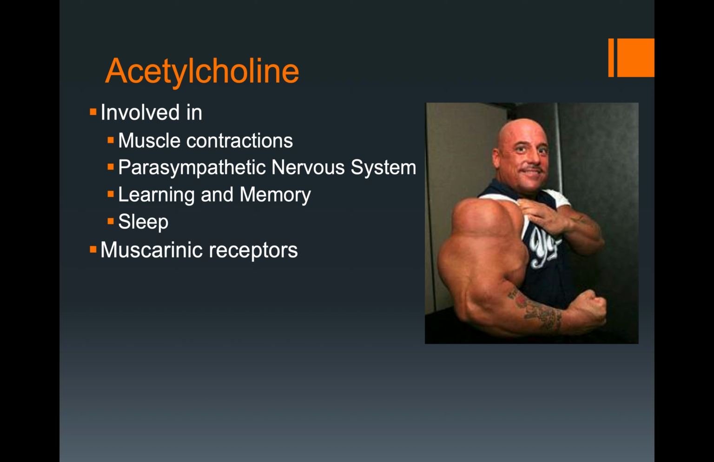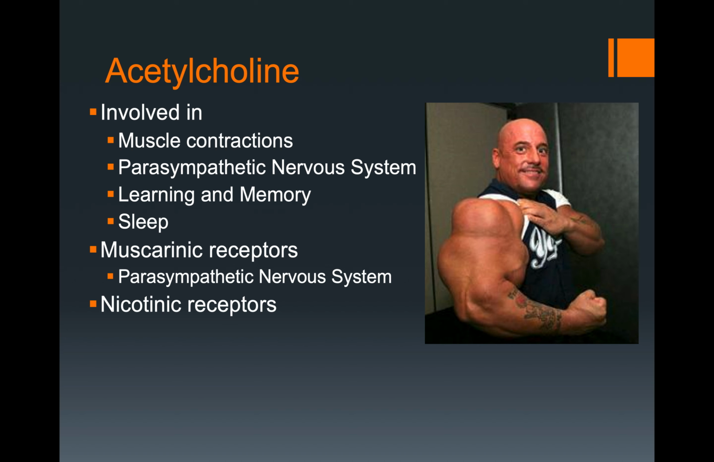There's actually two types of acetylcholine receptors, muscarinic receptors, and these are generally involved in parasympathetic nervous system activity, as well as nicotinic receptors, which occur at the neuromuscular junction. And so that's where a neuron meets a muscle. And so the neuron releases a sort of acetylcholine, which binds to the muscle fiber, which causes contraction.